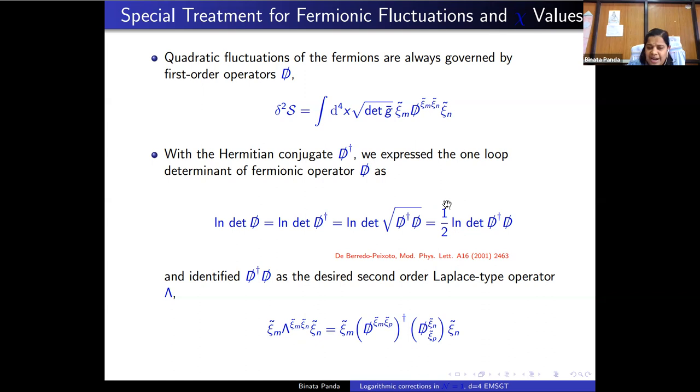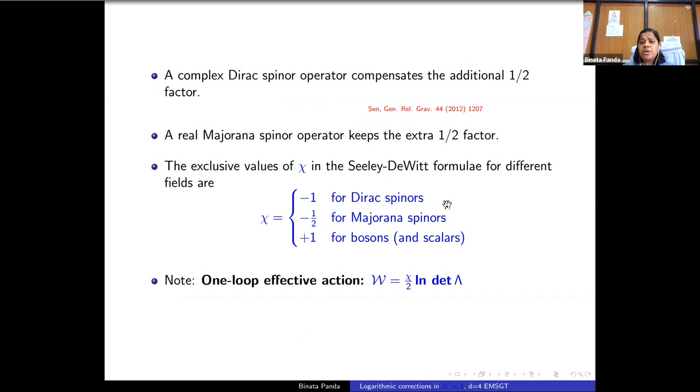So basically you will have a half factor outside. Again, if you consider a complex Dirac spinor, there are 2 degrees of freedom, so this additional half factor will be compensated. If you are considering a real Majorana spinor, then you can keep this half factor. So for the one loop effective action, that half factor you can take exclusively inside the value of this chi. Since I'm writing it as a general manual, for Dirac spinors I can put a -1, and for Majorana, it's a -0.5. So it will be taken care of by this chi value.